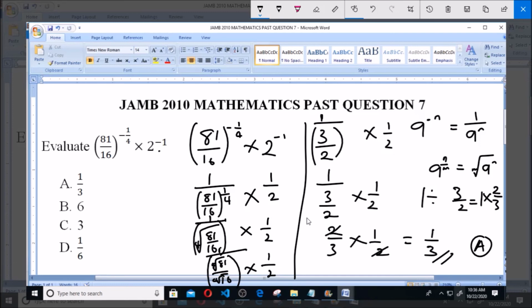Remember I told you that this negative sign represents 1 over, which was what you did here, 1 over that followed it. So the answer is 1 over 3.